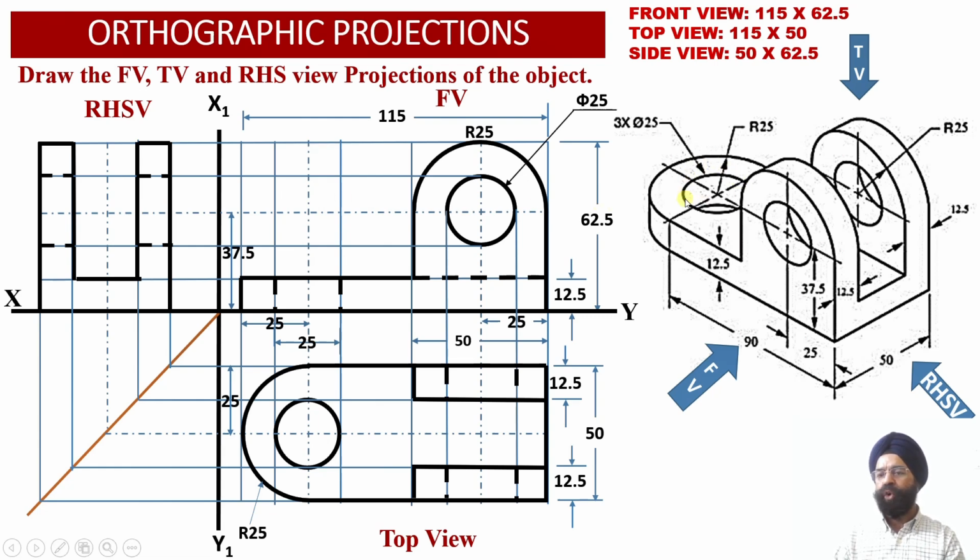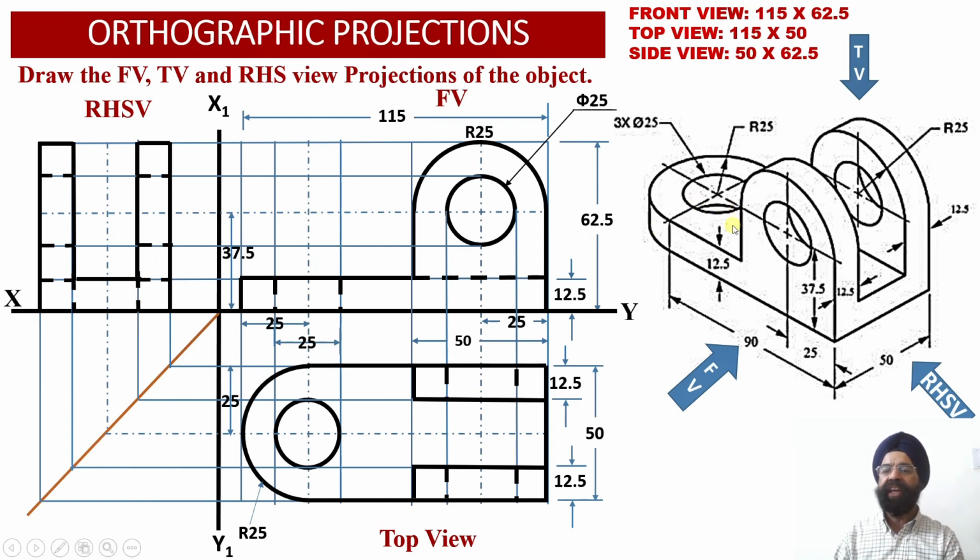Similarly, there is another hole available in the horizontal web, which is our element number 1. From the center point, at a distance of 12.5 millimeter on the left side and 12.5 millimeter on the right hand side, we are going to obtain the hidden line projections or dotted line projections corresponding to this circular hole in the horizontal web. So these are the projections corresponding to the circular hole available on the horizontal web.